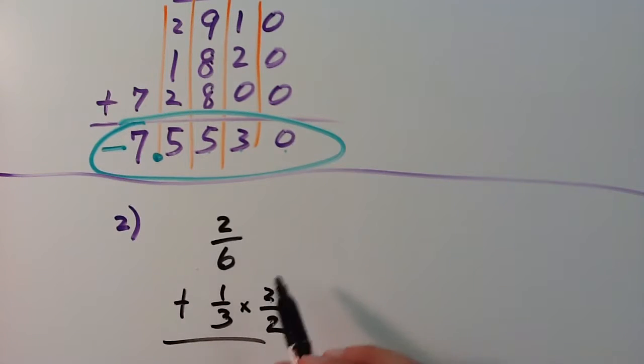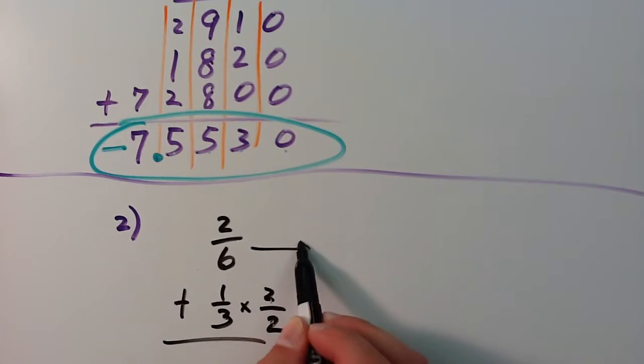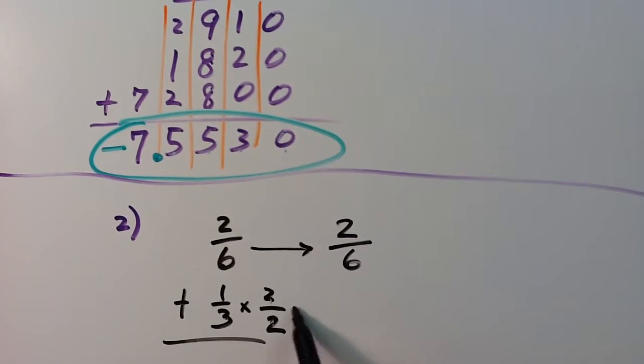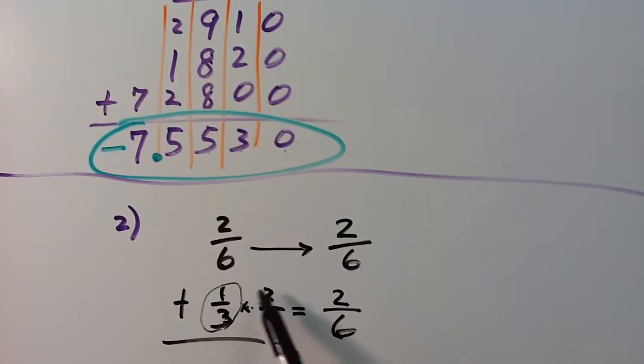And so this 2/6 is going to stay the same. I'm just going to simply slide it over. It's going to remain 2/6. Now here, when I multiply 1 times 2, I get 2. And when I multiply 3 times 2, I get 6. Okay? So what we're saying is that the fraction 1/3 is equivalent to 2/6.